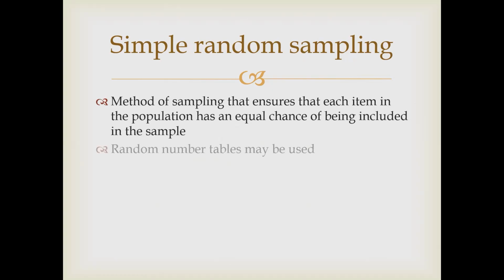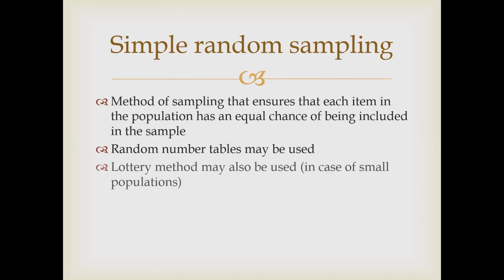We require a list, and we can use random number tables. Now the computer will generate and give you a random number table. So using that random number table from the list, the random number table will give you a series of numbers. From the list, these numbers can be selected. So that is called random number tables.